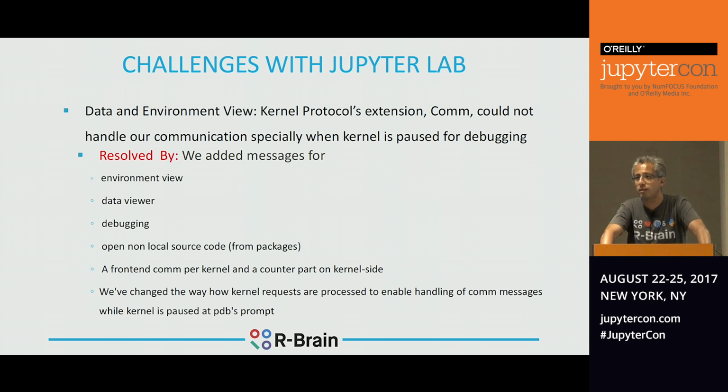And we also developed a front-end Comm per kernel to make this communication two-direction. And we also changed the way that the kernel requests a process to enable handling of Comm messages, again mainly to be able to handle our debugging process for Python. Those are built on top of the IPython kernel. That means we didn't change anything in that IPython kernel. All services that you expect from IPython, you still have, but on top of that you have these services that I explained before.